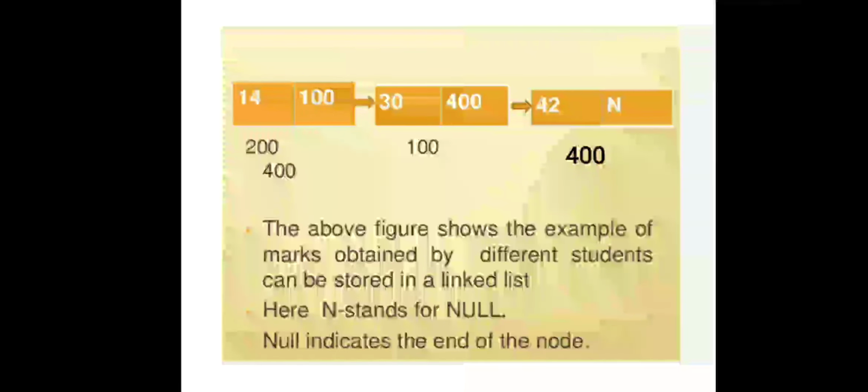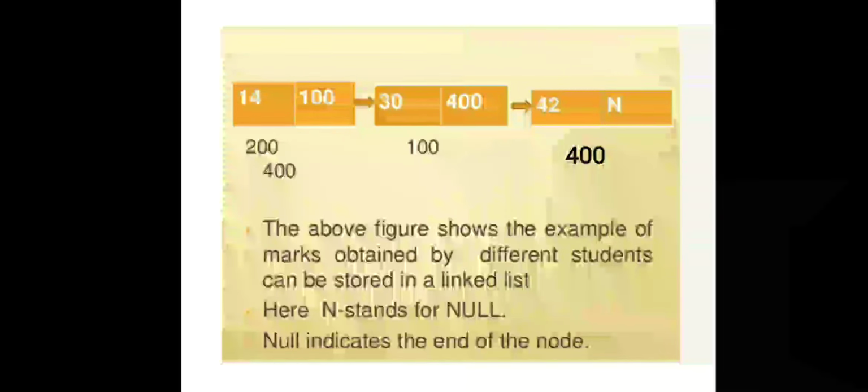This is an example of students securing marks in a subject. The first node contains 14, the second 30, and the third 42. The link part of the third node is indicated by N, which indicates null, which shows the end of the linked list, as shown in the figure.